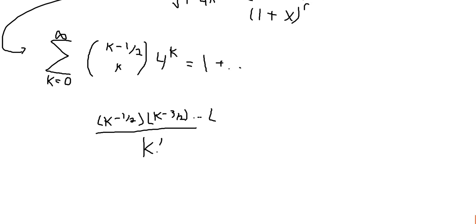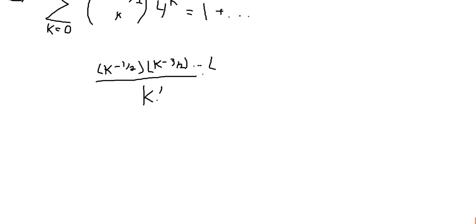So we're going to assume k is greater than 1 here, right? So k minus 1/2, that's at least 1/2. So basically we take the first k numbers until we get to 1/2, right? And we divide it by k factorial. And then this is times 4 to the k. So this is the general term for k greater than 1.